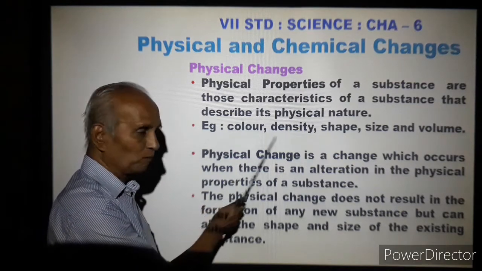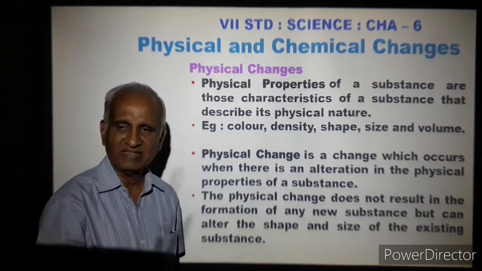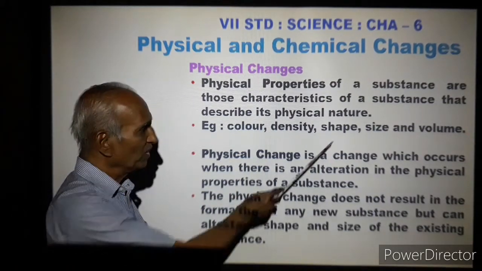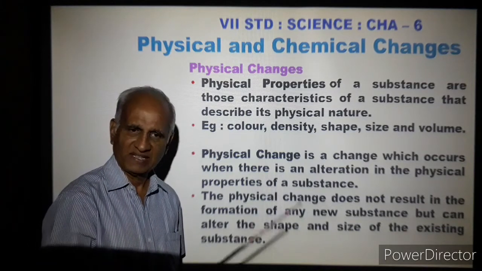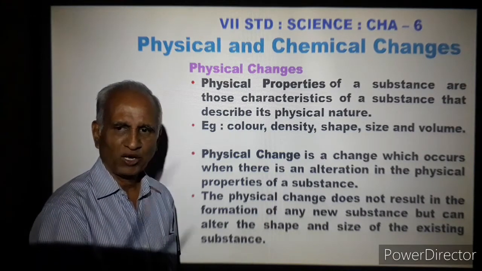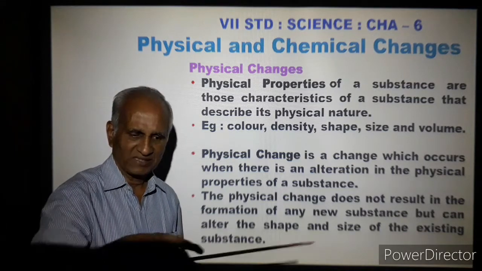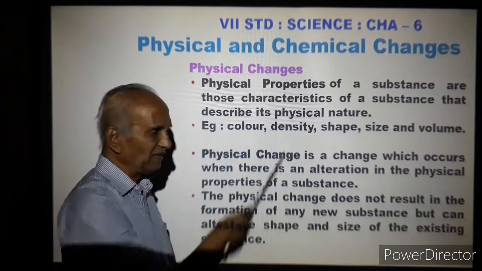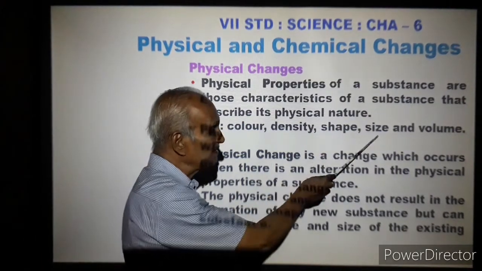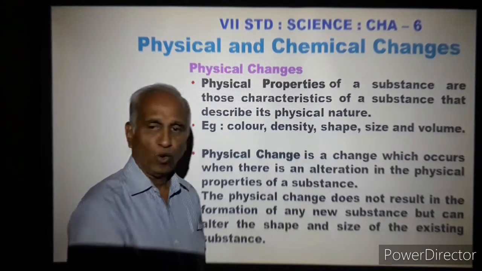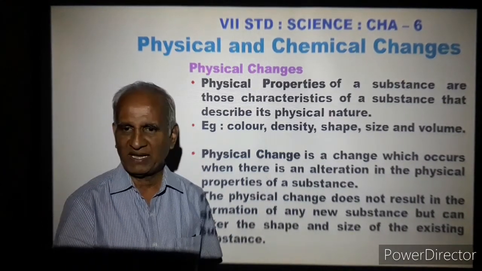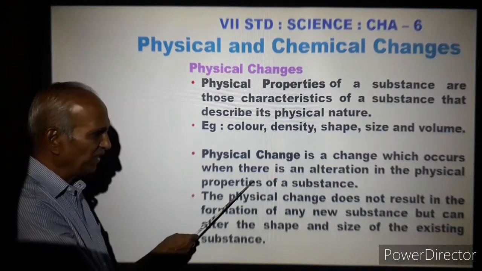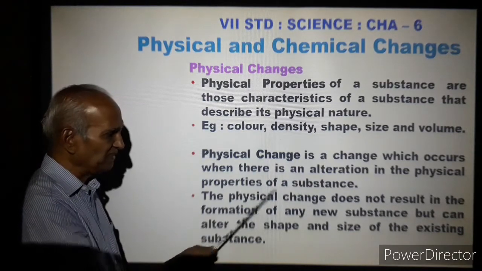Example, color, density, how thick the material is, how close the molecules are, that is density. Shape, is it a solid, liquid or a gas? How does it fill up space? These come under density, and shape, size and volume. How much space does it occupy? Physical change is a change which occurs when there is an alteration in the physical properties of a substance.